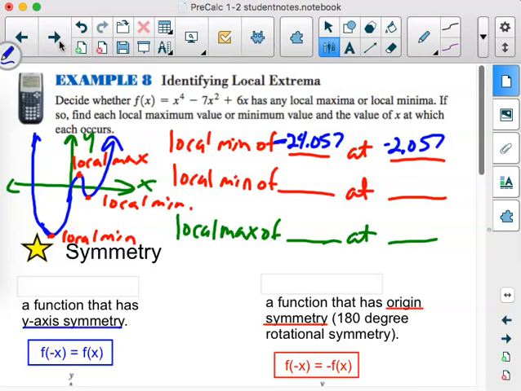Second trace, I think I'll do the maximum on my way over to the other minimum. Left side of the hill, enter. Right side of the hill, enter. Enter through guess. So our x value is 0.456. Oh, I put it in the wrong one. And our y, 1.324.